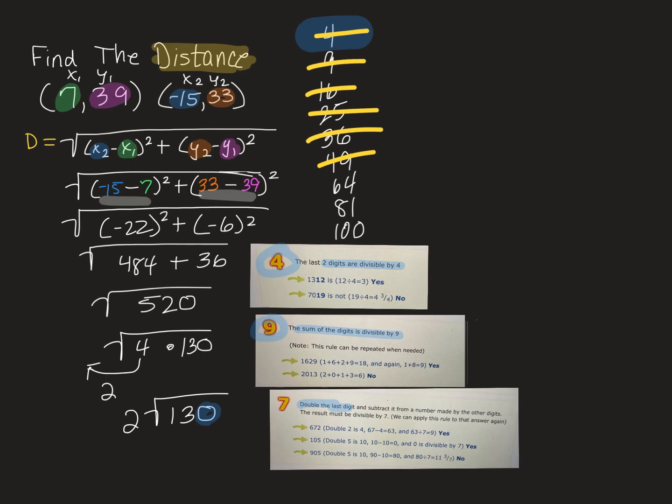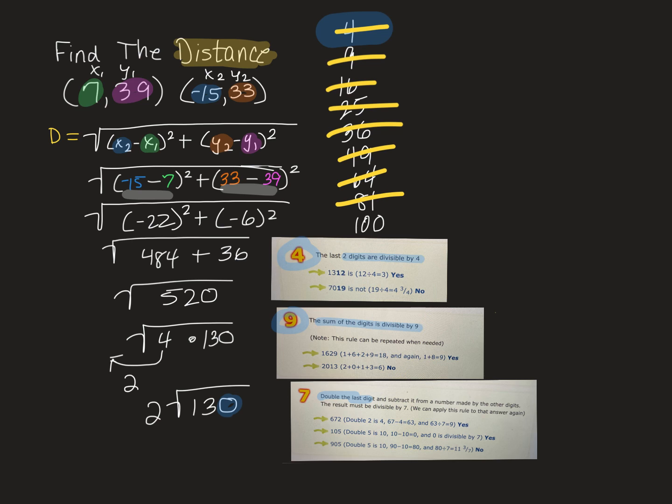64, I know won't work because 4 goes into 64 and 16 goes into 64. So neither of them worked. So that means 64 can't work. 81 won't work because we already know that 9 doesn't work and 9 goes into 81. So if 9 doesn't work, a bigger number is not going to work. And finally, 100 will not divide evenly into 130 either.